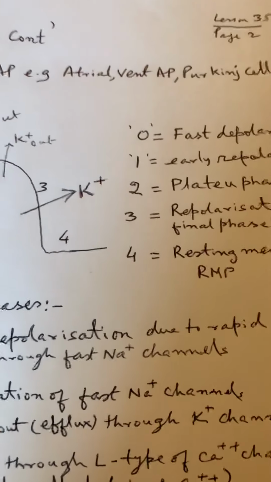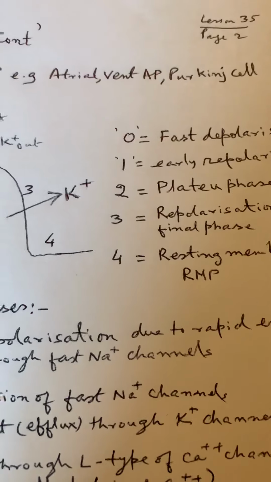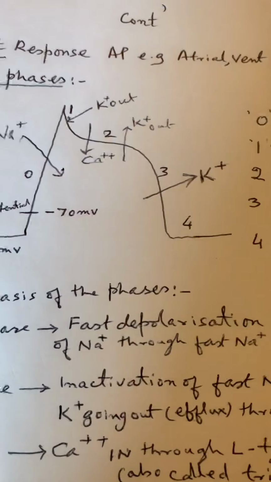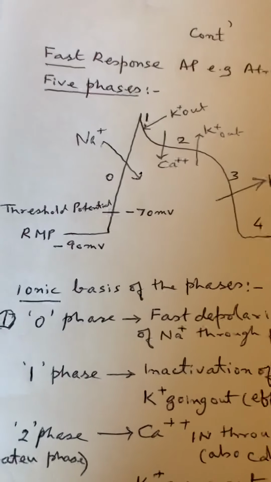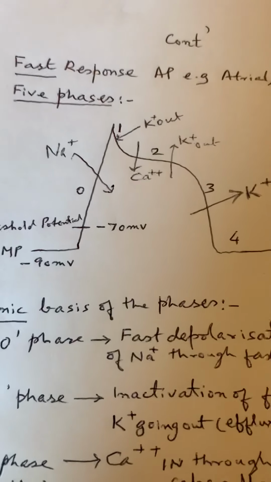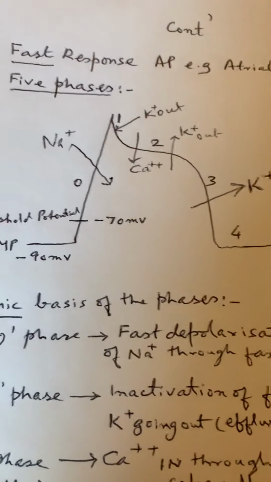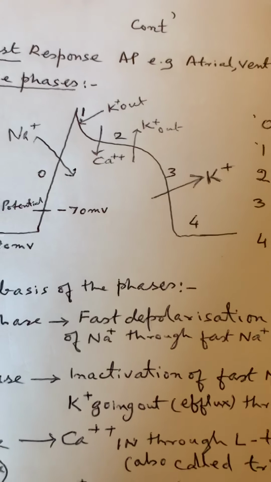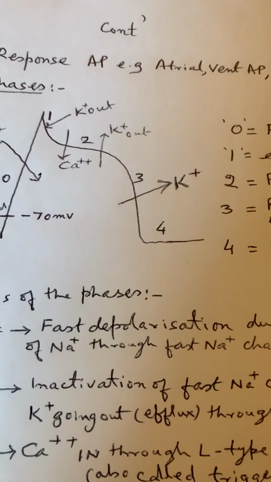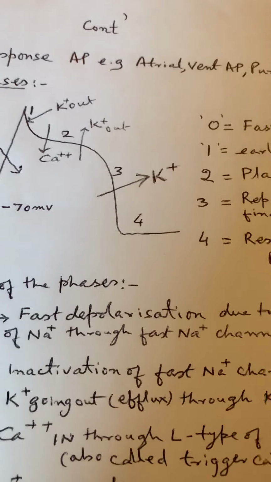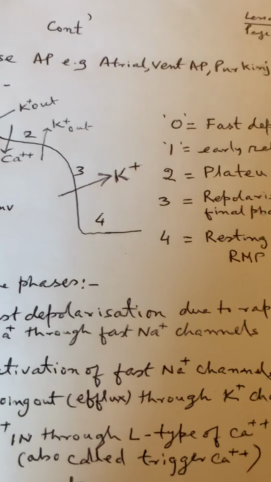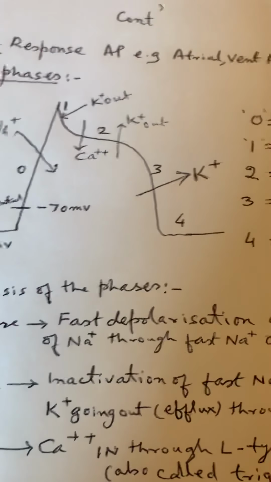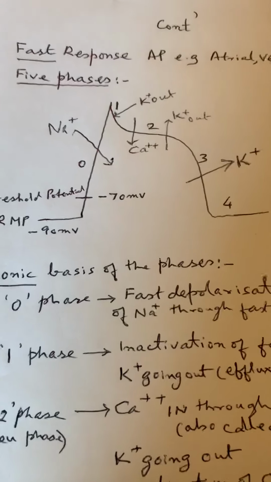This is our lesson number 35 in continuation with lesson 34, where we discussed the slow response action potential. Here we are going to discuss the fast response action potential, and these come from the atrial muscle action potential, ventricular muscle action potential, and Purkinje cell action potential. So these three types are causing fast response.